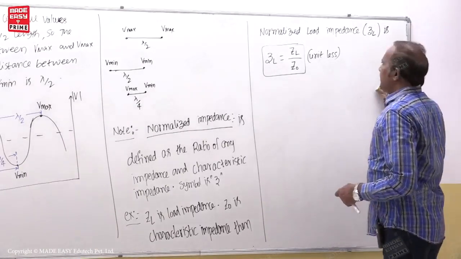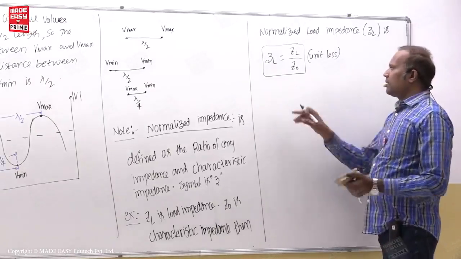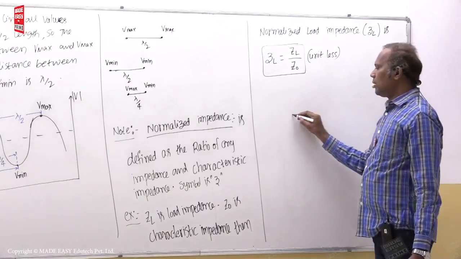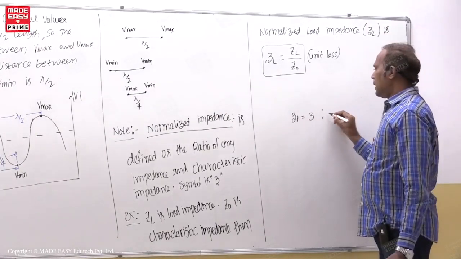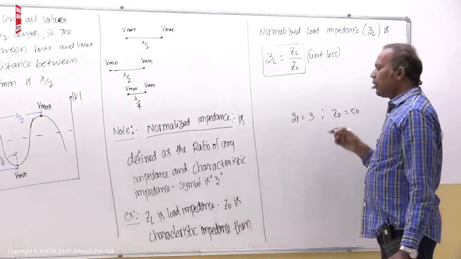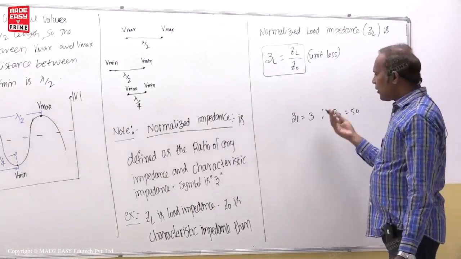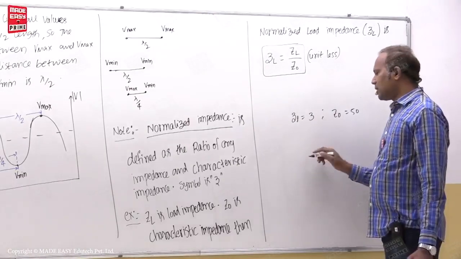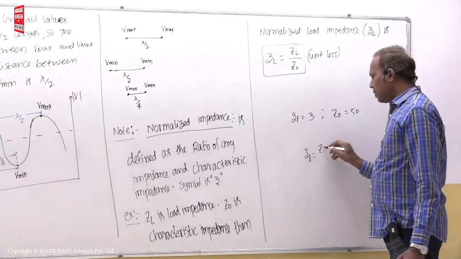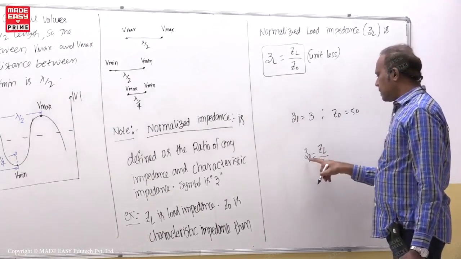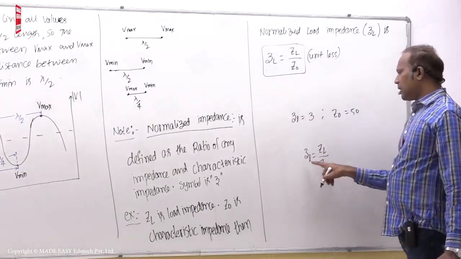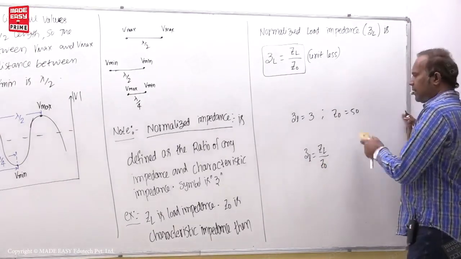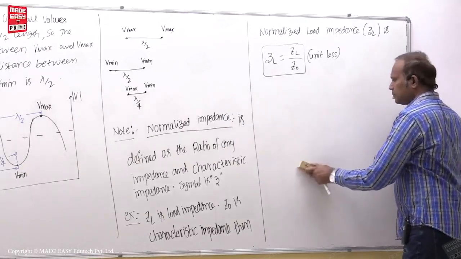So this is also important. That is why I kept it in the box. In the examination, some exams give normalized impedance is 3 and Z0 is 50. Then find the load impedance. Then you must know what normalized impedance means. Only then can you solve this question. Normalized load impedance is equal to load impedance divided by Z0. So this is 3 given, this is 50 given. So the answer is 150. In that way, the question is asked in the exam. That is why I am telling you.